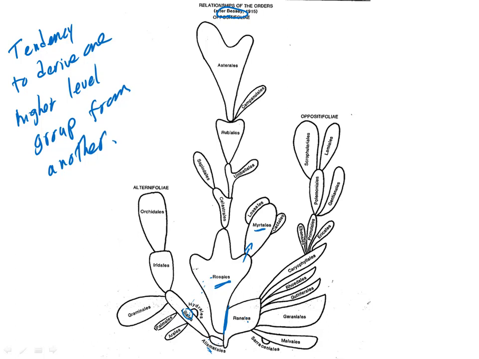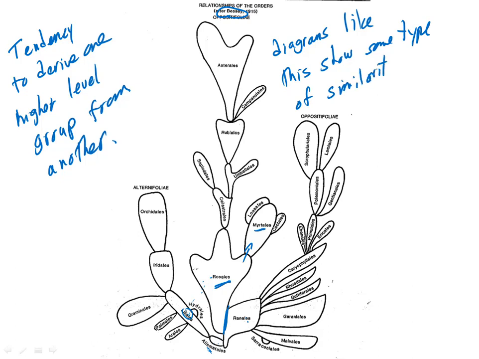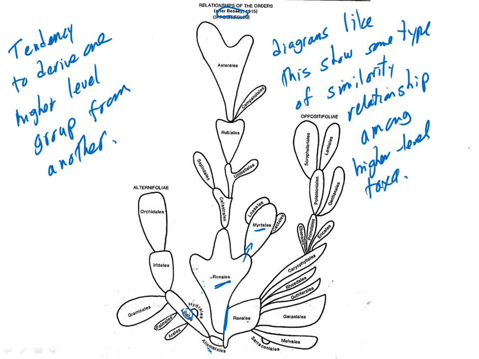So it's not really very clear what these diagrams mean. They mean that there's some kind of similarity. So these diagrams are showing some kind of similarity relationships among higher level taxa. Some type of similarity relationship. Exactly what that relationship is maybe not so clear.